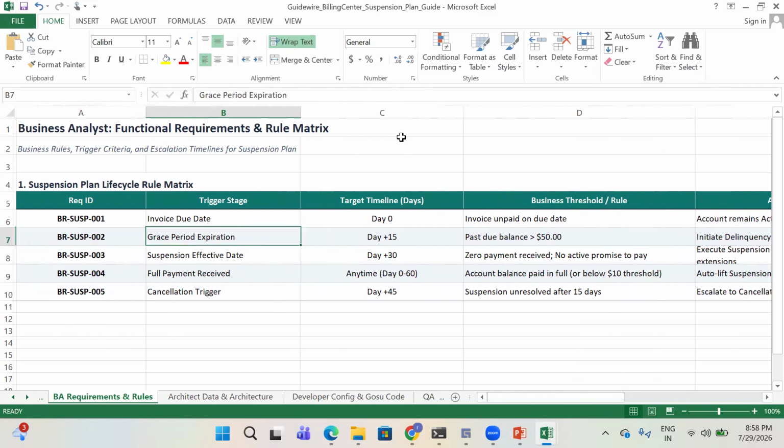And this is something as a BA one should understand, all of this, right? So the second one is about grace period expiration.